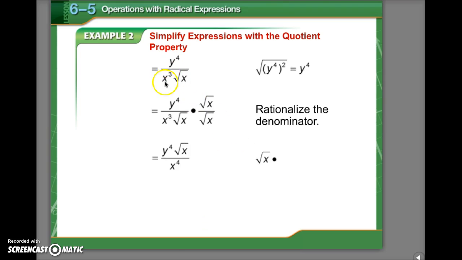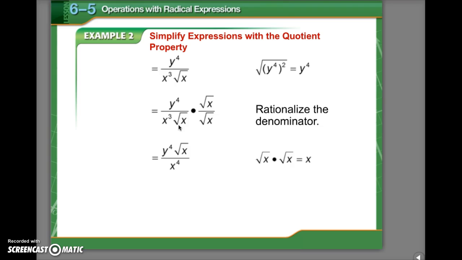So you have y to the 4th over x cubed times the square root of x. And here's where rationalizing the denominator comes in. Basically, the concept for rationalizing a denominator means that you are not allowed to stop if you have a square root in your denominator. So you need to get all of the roots, all the cube roots, all the 4th roots, whatever kind of roots you have, get them out of the denominator and only keep them in the numerator.